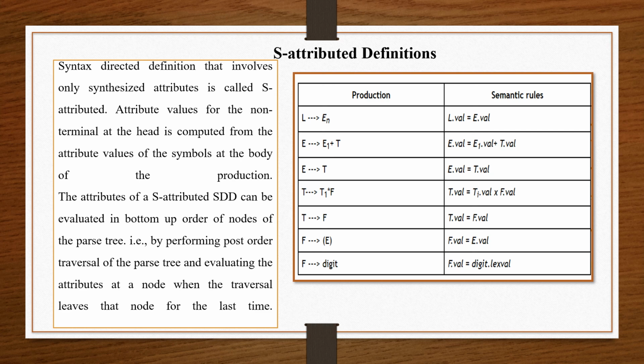The attributes of an S attributed SDD can be evaluated in bottom-up order of nodes of the parse tree. As I explained, this is nothing but post-order traversal of the tree. Okay, in an S attributed definition, remember the evaluation is in post-order traversal. You just remember that post-order evaluation of a parse tree. So that is S attributed definition. S stands for only synthesized. So this expression, we studied this grammar as well as the parse tree.